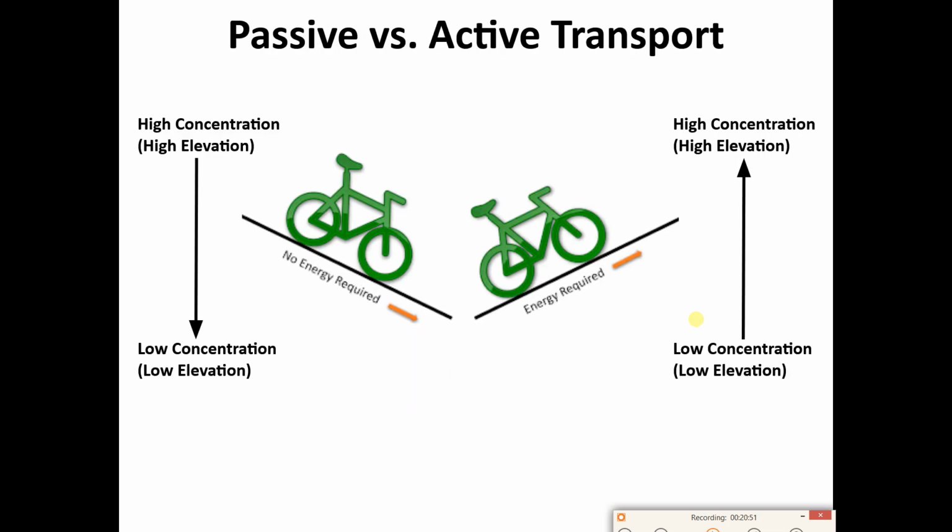Now, a good analogy is passive transport is like going downhill. If you're on a bike and you're about to go down a hill, that's the best, right? You just cruise down the hill, you coast down the hill, you don't have to pedal at all. All right? However, going uphill is a totally different story, right? You have to exert energy in order to go uphill.